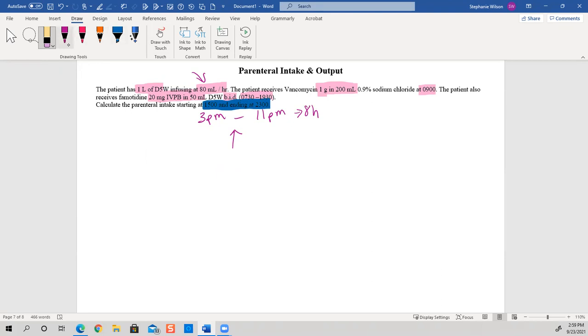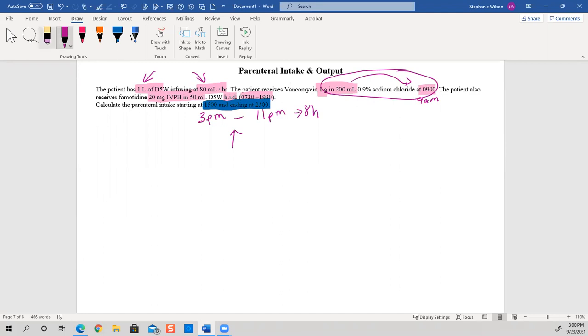So let's reread it. It said that this was the flow rate of this 1 liter bag. During the time, they're receiving 1 gram in 200 milliliters, but it happened at 0900. 0900 is 9 a.m. It did not fall in that window. So this here has already been calculated. It's already been written up. So we don't need it for this case here. So let's go to the next part.